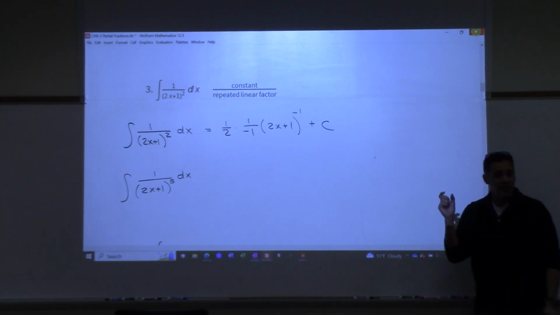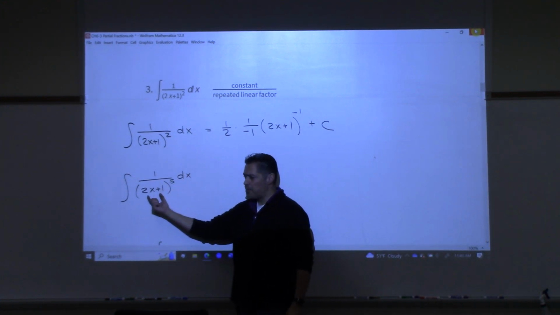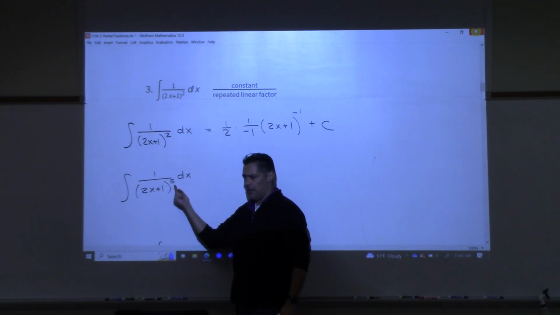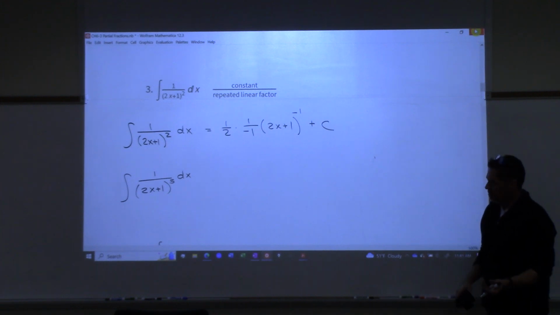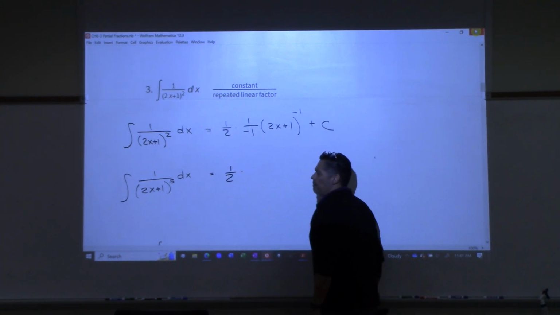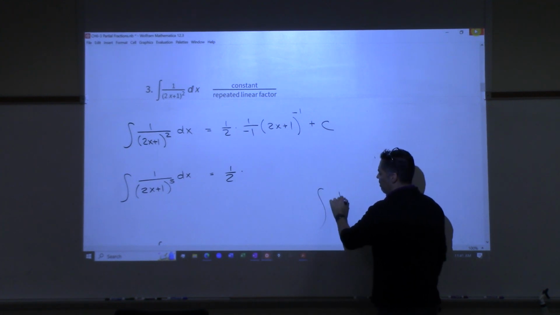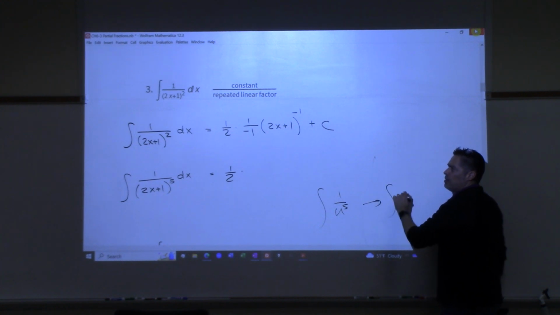So again, I see that's linear down there. I see a constant on top. I see that it's a linear expression that's being repeated. This 5th power means being repeated 5 times. Scale by a half. Still need that. Yeah, this is really like a 1 over u to the 5th, which is really like a u to the negative 5.